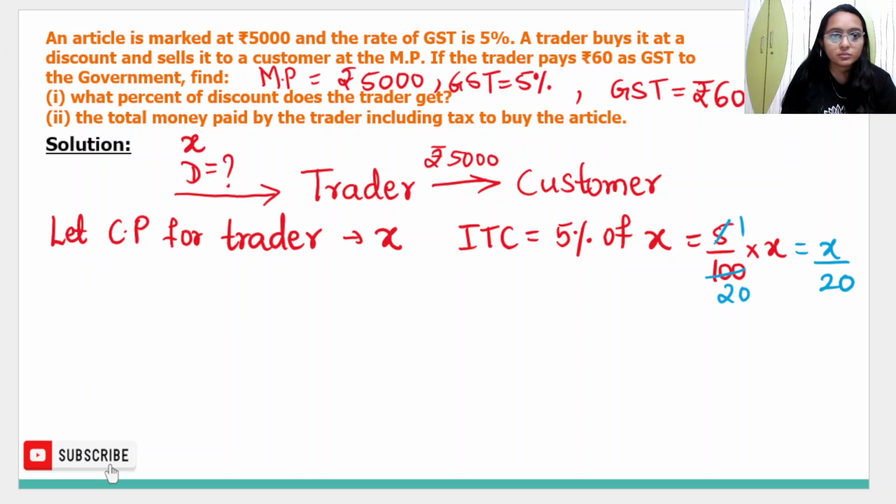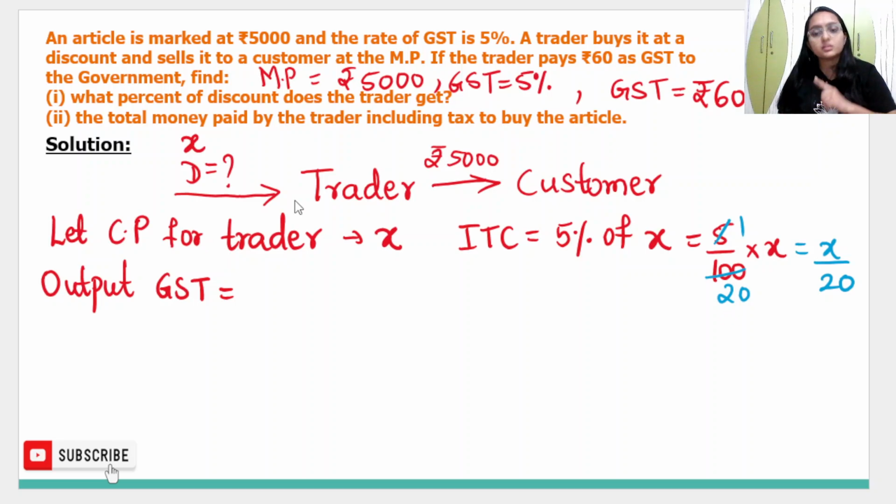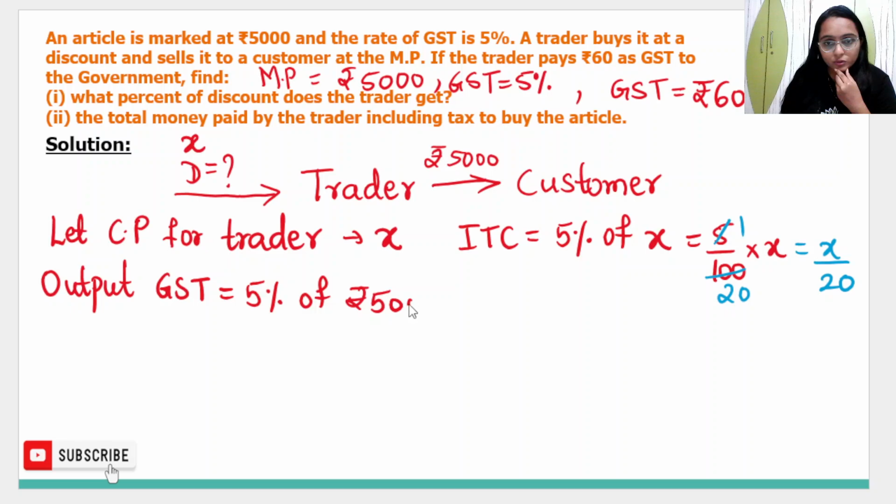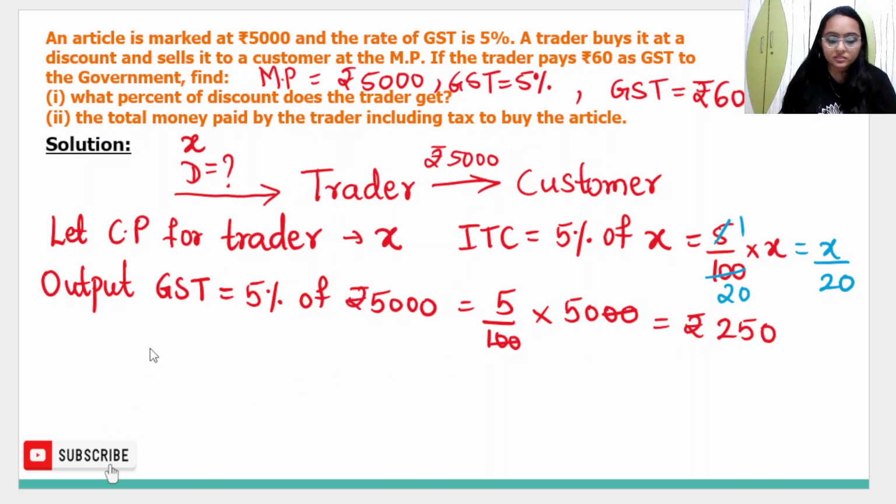This is input. Similarly, you will calculate output GST. Output GST is when the trader sells it to the customer. So he is selling to the customer for 5,000. So GST on that will be 5% of 5,000 rupees. So 5% is 5 upon 100 times 5,000. When you simplify, these two zeros are cancelled and you get 5 5s are 25. So it is 250. Output GST is 250.